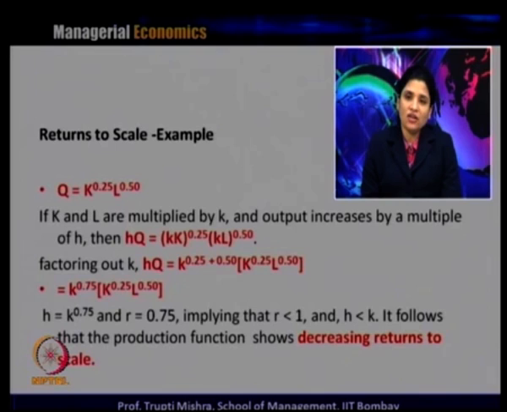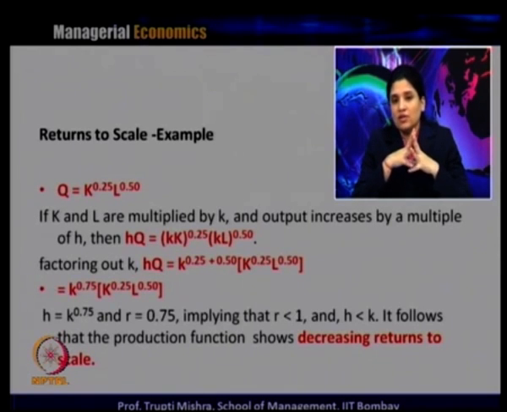When r takes a value equal to 1, this is the case of constant returns to scale, and when r takes a value greater than 1, this is increasing returns to scale. So, this is how the entire problem has been solved to understand the returns to scale.